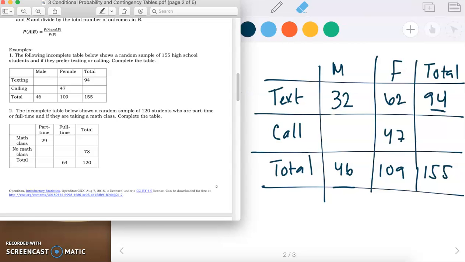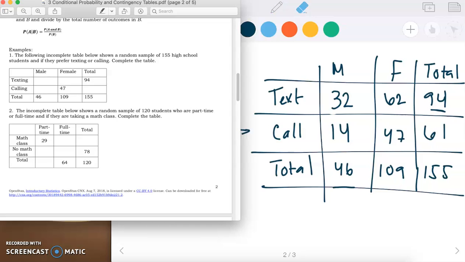So now let's look at this column. We know that 32 plus something equals 46. So if we do 46 minus 32, we get 14. And then last, let's look at those who prefer calling. As we can tell, it's smaller. So 14 plus 47 gives us 61.